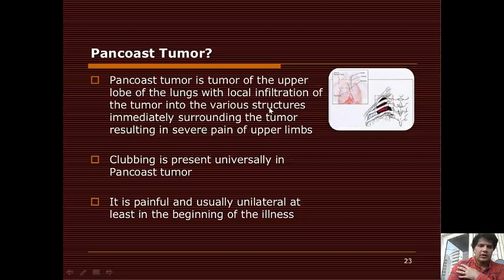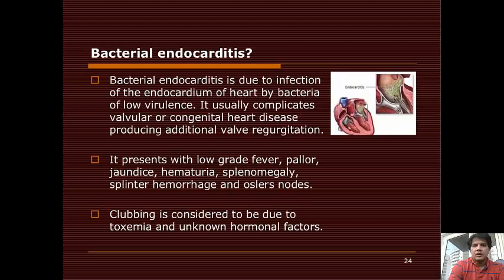It will obstruct the supplies. In addition, you will have paraneoplastic syndromes also. So a combination of hypoxia by blocking the supply as well as the growth factors. So clubbing is universally present in Pancoast tumor.